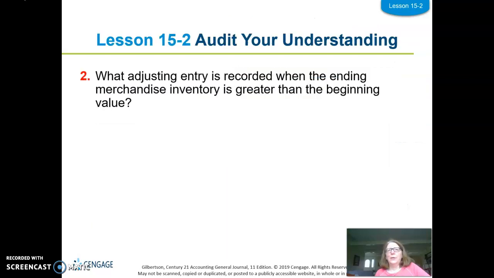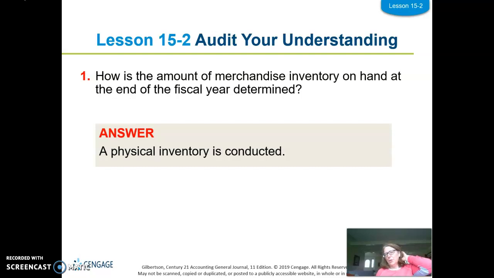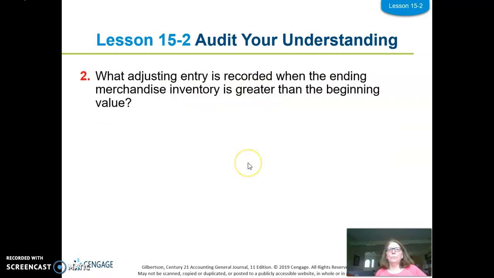And let's just go through these real quick. It says, how's the amount of merchandise inventory on hand at the end of the fiscal year determined? Again, it's a physical inventory. I go out and I actually count it all and I value it. Then it says, how's the amount of merchandise inventory on hand at the end of the fiscal year? Sorry, that's the same one.